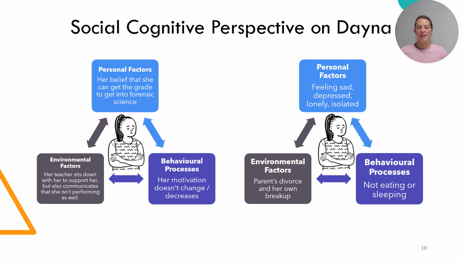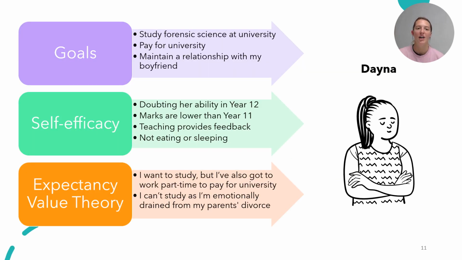Again, with this second one, more on the emotional state, you can see how they're all interacting with each other. And if you combine both situations together, you can see why her motivation is so low and how things are not working for her, even though she says that she's fine. So now we'll break down her learning issues in terms of goals, self-efficacy, and expectancy value theory.